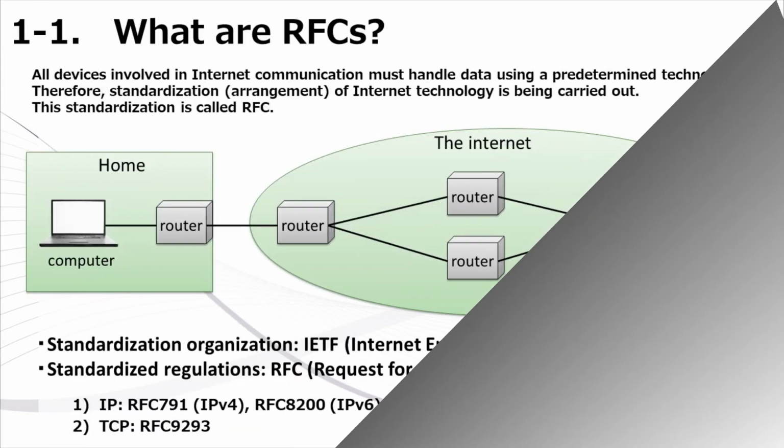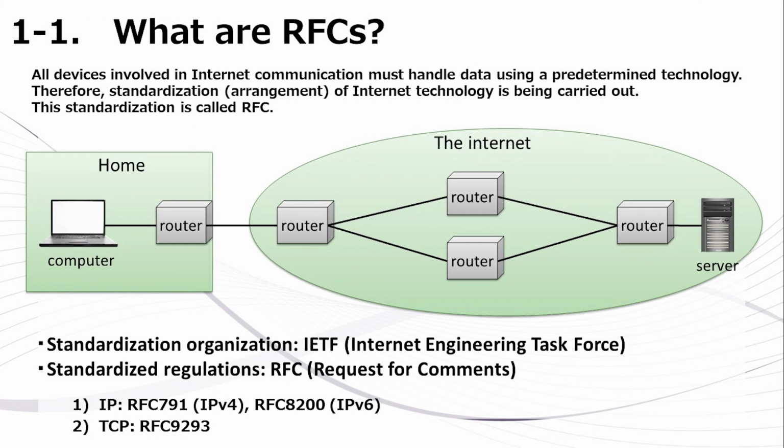First, let's understand standardization. In order to communicate, it is necessary for the devices to talk to each other using a predetermined technology. Unless you decide how the data is structured, the data is just a string of bits. In conversation, the speaker and the listener cannot understand each other if one speaks English and the other Japanese. Standardization is the agreement on the technology to enable communication in this way. The organization that establishes Internet-related standards is called the IETF, and the standardized regulations are called RFCs. For example, IPv4 is specified in RFC 791.